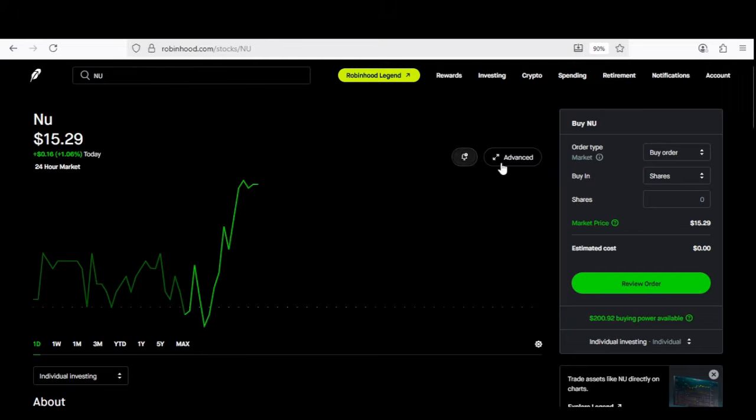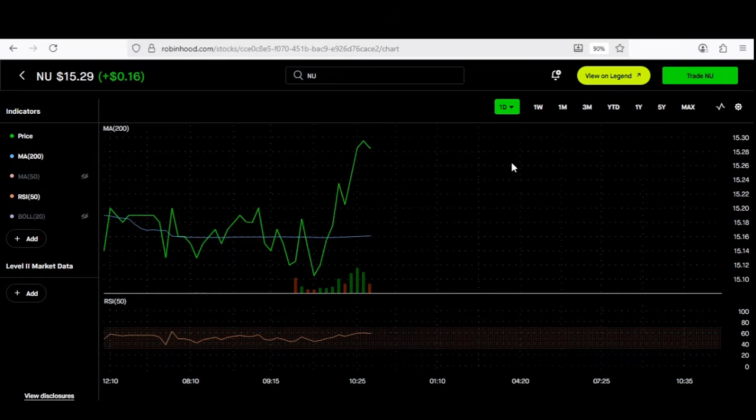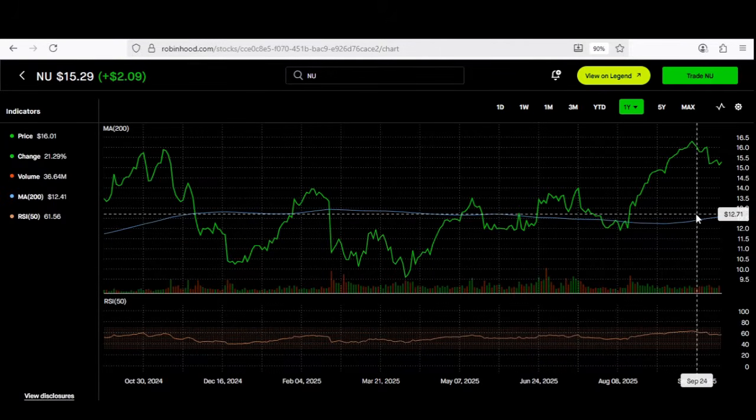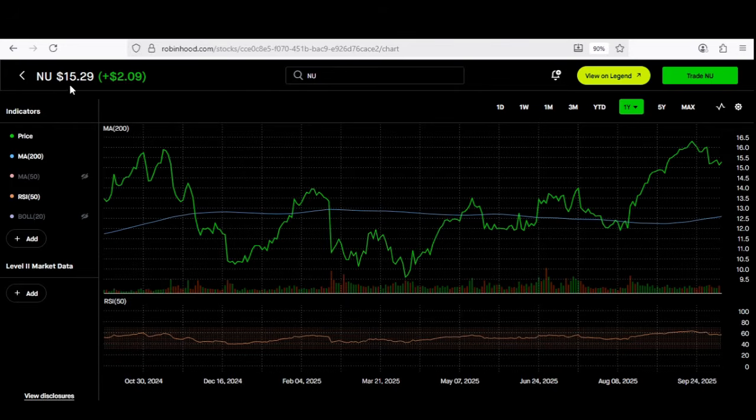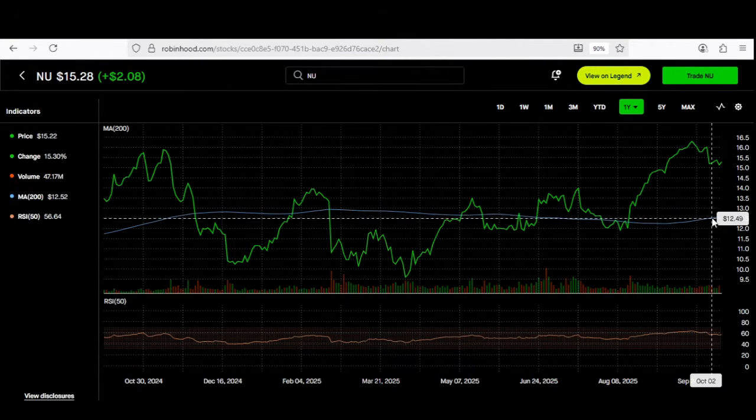What we're going to do now, we're going to go ahead and jump into the advanced feature in order for us to see what this chart shows us for Nubank. Let's go ahead and go over to the 1-year chart. Now, as you can see here, the current share price of $15.29 is way above the 200-day moving average. The 200-day moving average sits around $12.54, so around $13-ish. And you could see to the top here, the share price is way above it.